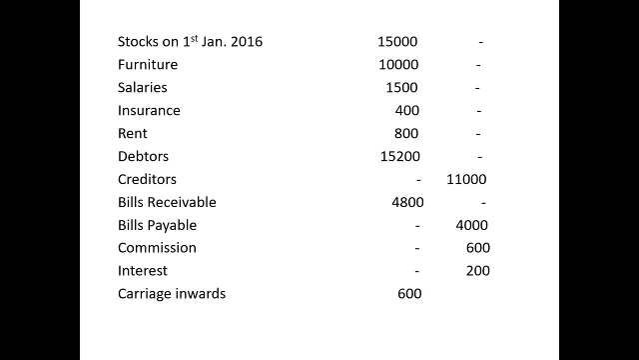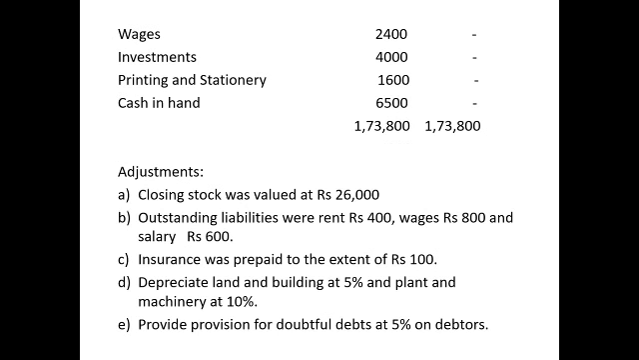Commission and interest: both amounts are given on the credit side, so we have to consider them as income, credit side of the profit and loss account. Carriage inward, trading account. Wages, trading account, debit side. Investment, balance sheet, asset side. Printing and stationery is one kind of office expense, debit side of the profit and loss account. And last, the cash balance, usually it is an asset.